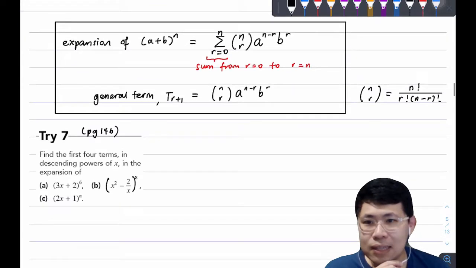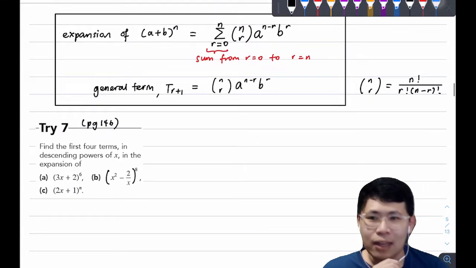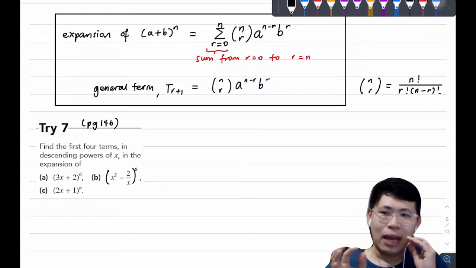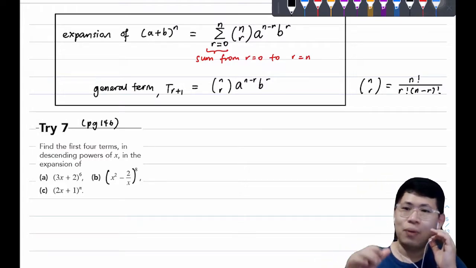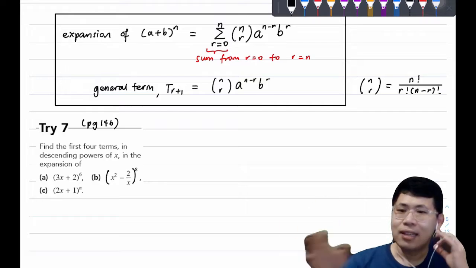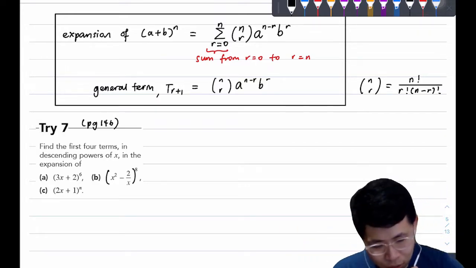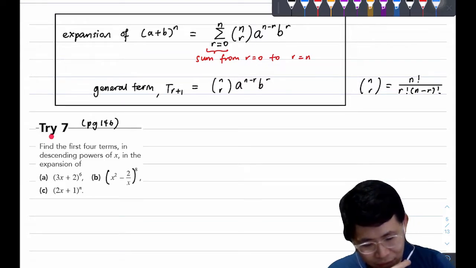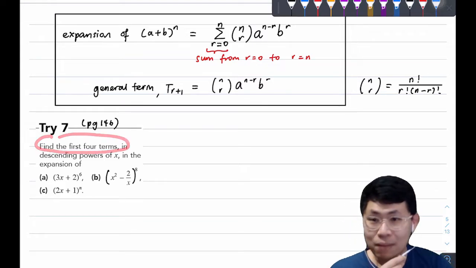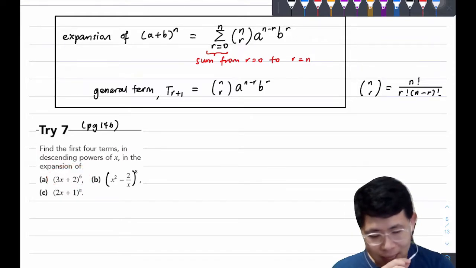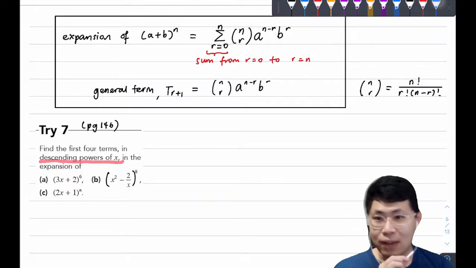Let us take a look at try 7, and apply this binomial theorem to cases where they are not just a and b. When a and b are some other things, this is where we see the power of the binomial theorem. Now we are looking at the first 4 terms; we want to expand this for the first 4 terms in descending powers of x.